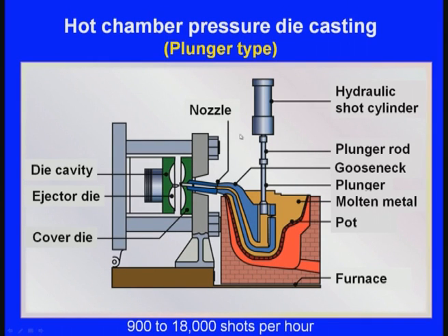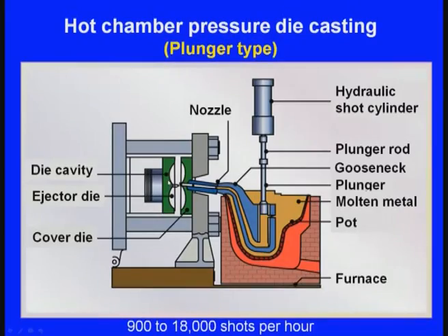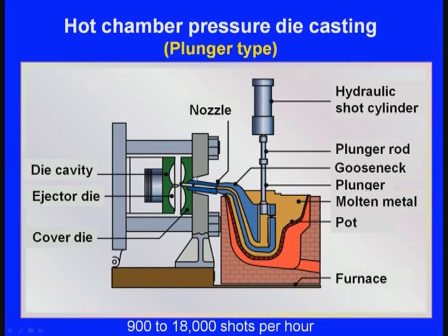Once it comes down, what will happen? The molten metal is trapped between the plunger and the dies. Then what will happen? The molten metal will be injected at a very high pressure between the cavity of the two dies. And here we can see there are two dies. Here this is the fixed die and this is the movable die, and between the fixed die and the movable die there is a cavity, you can see, right.